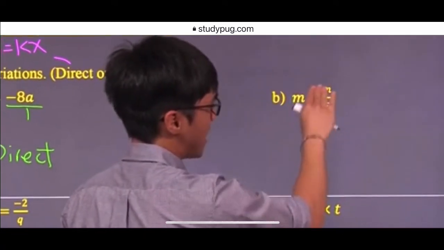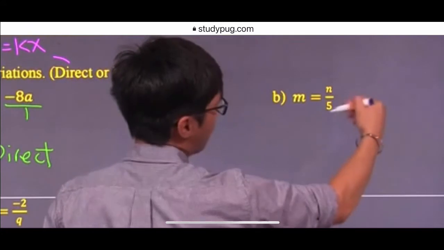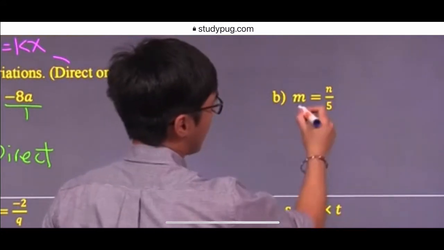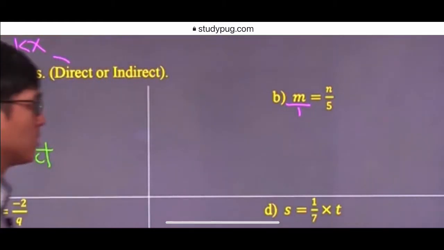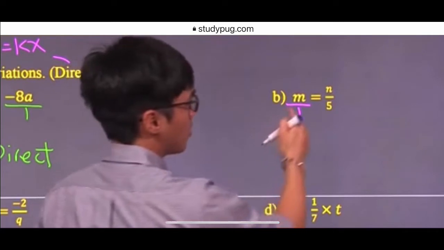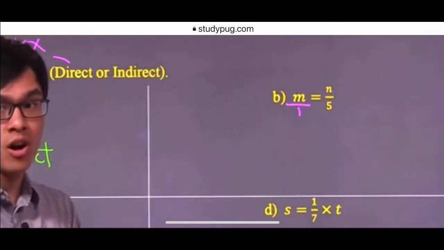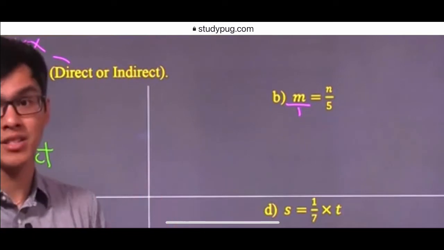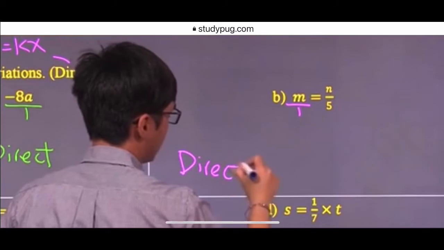M equals n over 5, right? Convert everything into fractions. N over 5 is already a fraction, so that's fine. M converted into a fraction, we have m over 1. Now, let's take a look. M is on the numerator. What about the n? N is on the numerator as well. Since they both are on the numerator, they have a direct variation.